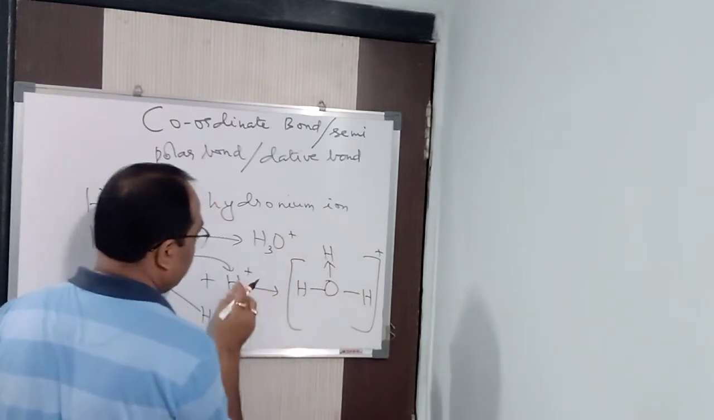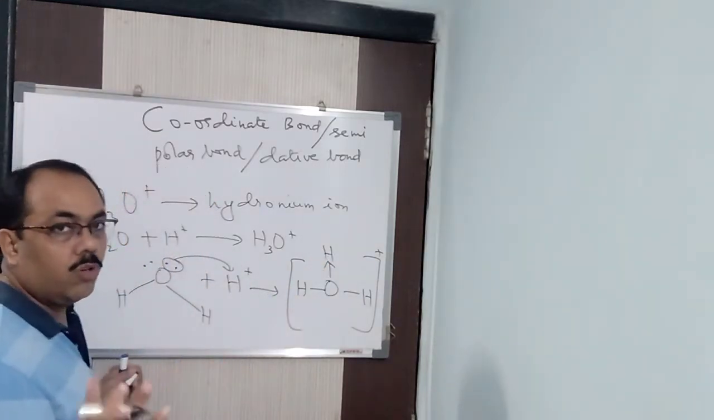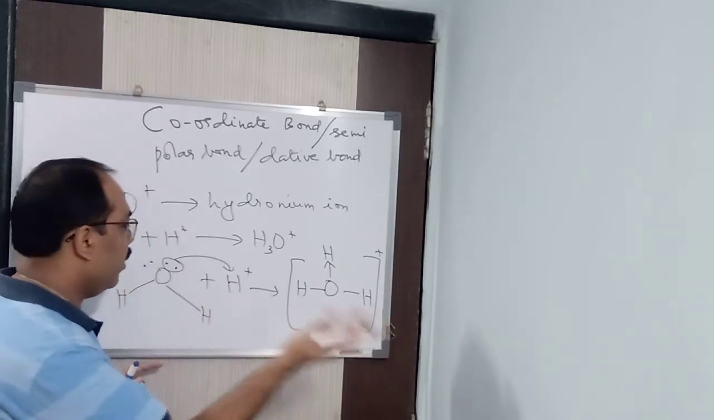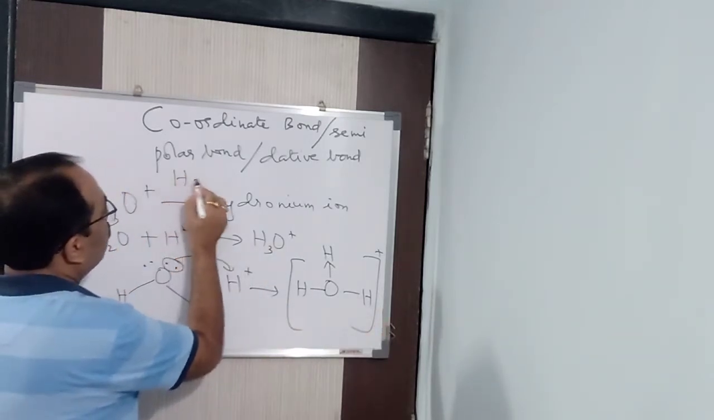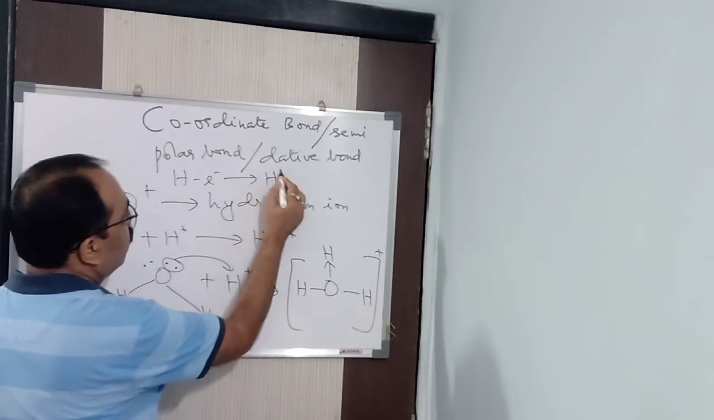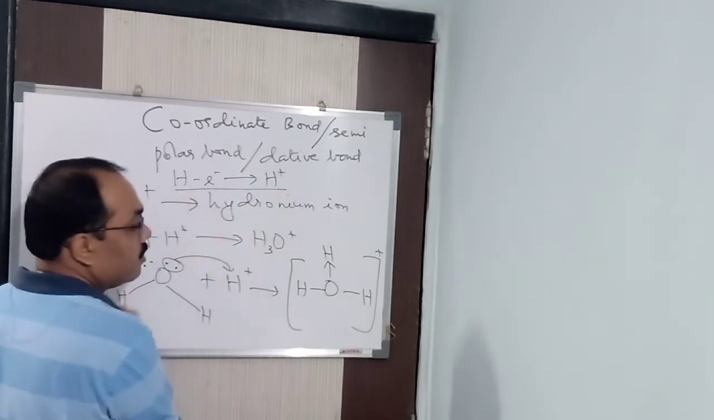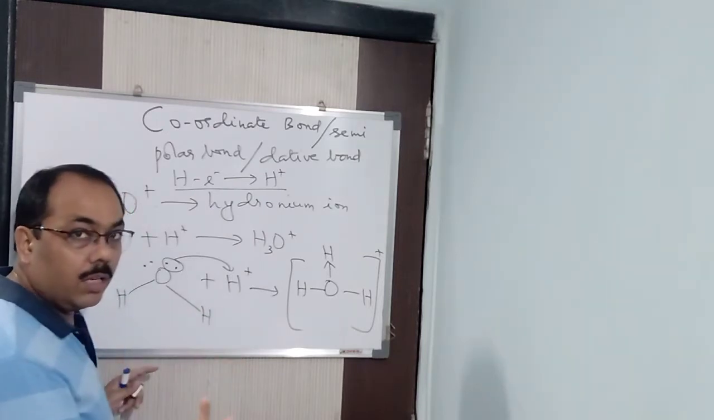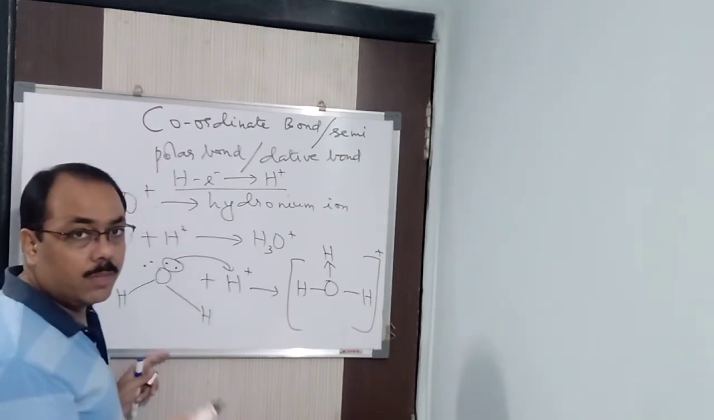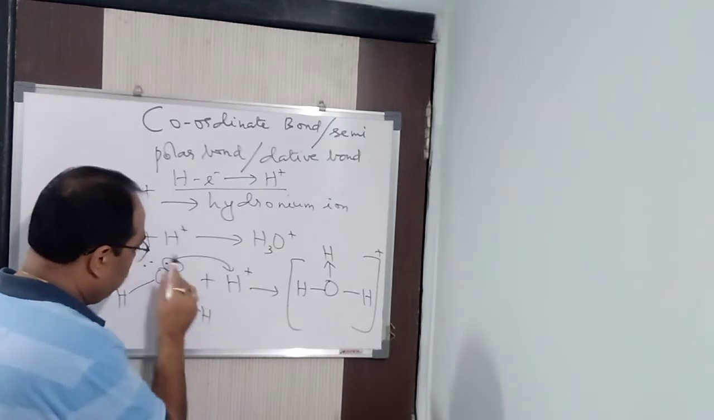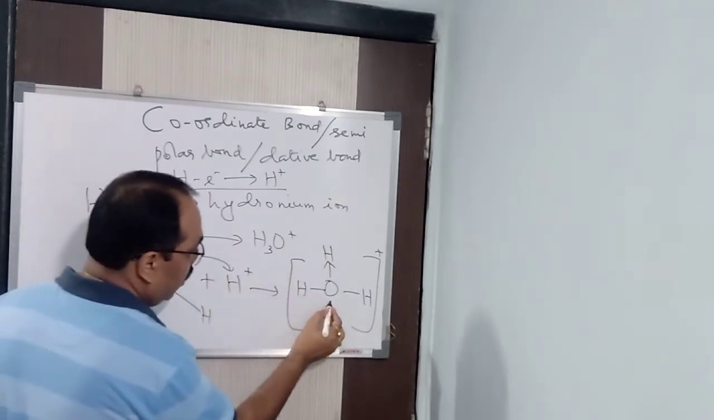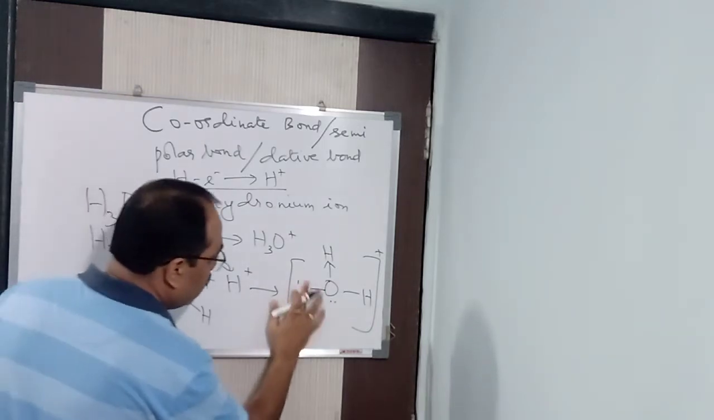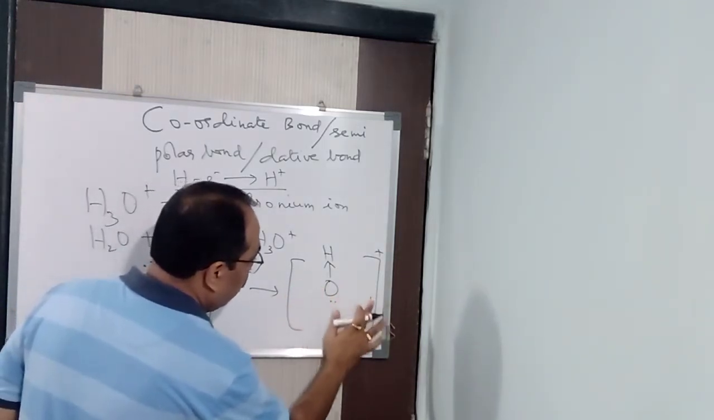H+ means how many electrons? No electron is there. H has one electron. How is H+ formed? H minus e- gives you H+, isn't it? H loses an electron to form H+. So how many electrons does H+ have? Nothing. So it requires how many electrons to become stable? Two electrons. So a pair of electrons goes, and in this way you represent the H3O+ ion. You can draw it in this way also. It's better to draw it in this way.